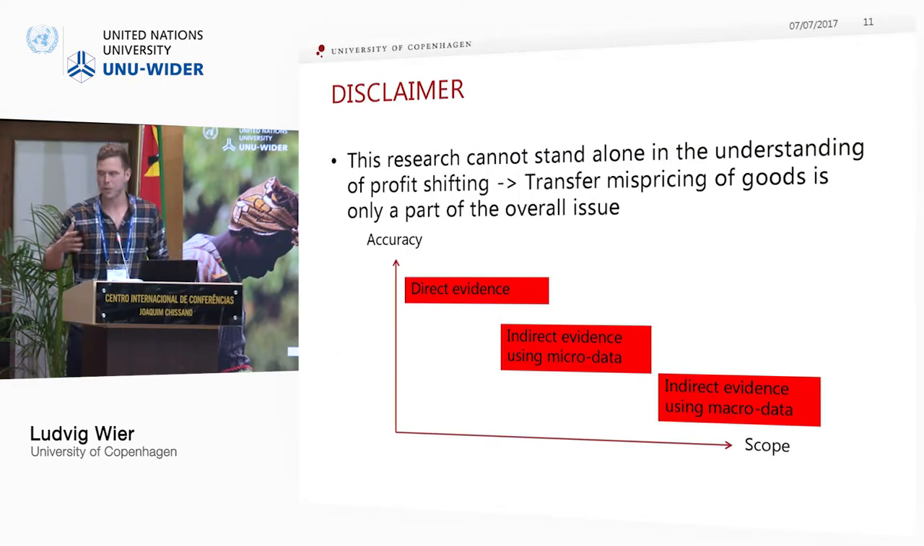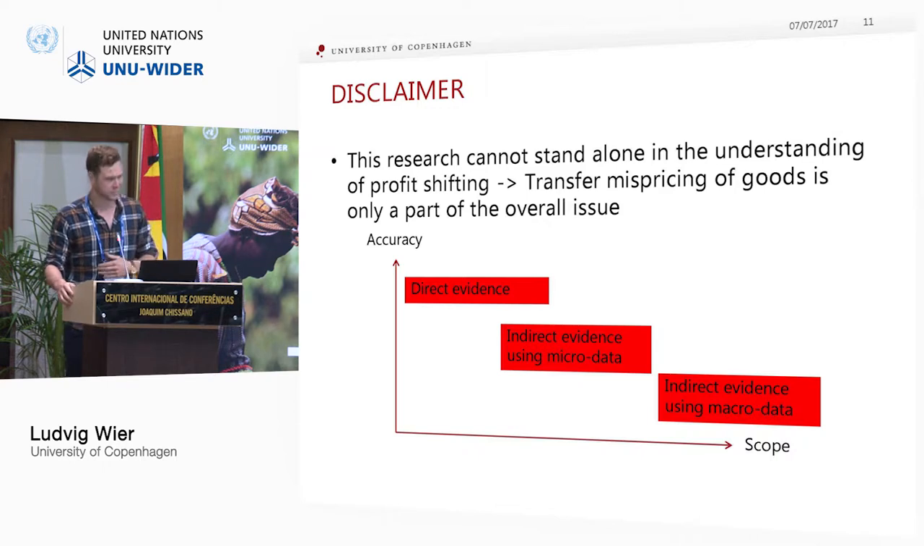So before we move forward, I think it's important to say that what I'm going to present today is not something that's going to replace this previous research I was citing. Instead, it's going to be a complement, right? So what we're going to do today is that we're going to zoom in on a corner, even a small corner, of profit shifting, and we're going to find some really, really credible evidence of this.